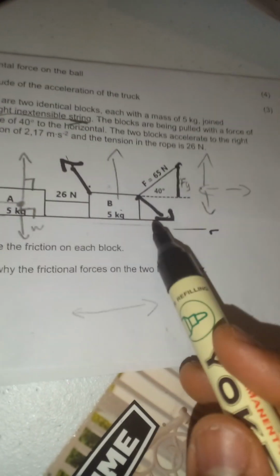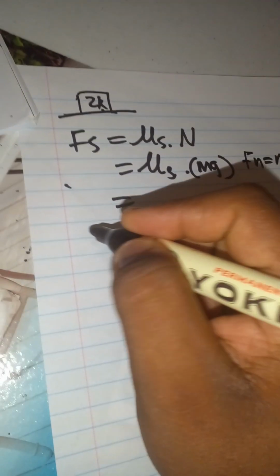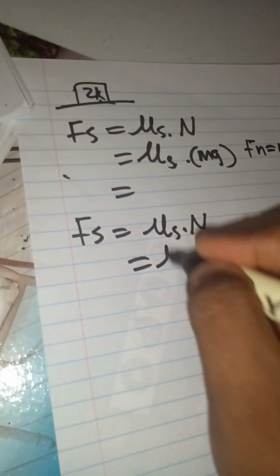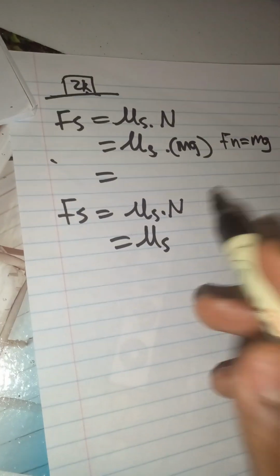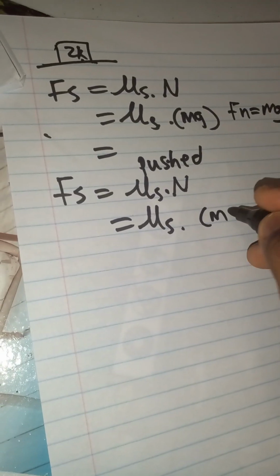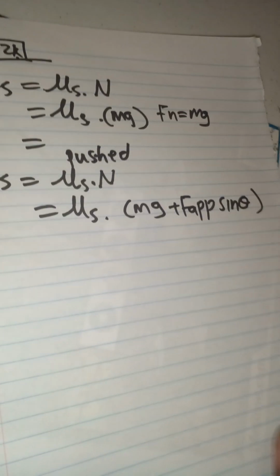So the last one will be the one whereby the force is being pushed. You will do it like this: Fs is equal to mu s times normal. You figure out your mu s. Sometimes you'll be provided the mu s, sometimes you will not be provided with it and you'll have to calculate it. But most of the time you are given the value for the mu s, times what? Now the object is being pushed, so it will be mg plus force applied sine theta. You understand? So that's what you must know.